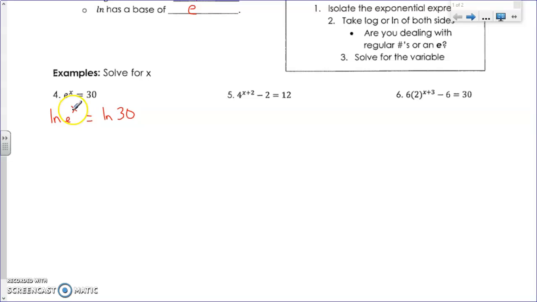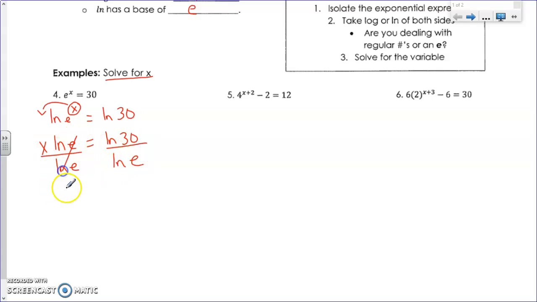We know that this exponent can move to the front, so that will give me x ln e equals ln 30. Okay, so please remember that we are solving an equation, and we are solving for x. So this is x times ln e. So what is the opposite of times? Divide. So we're going to divide both sides by ln e.